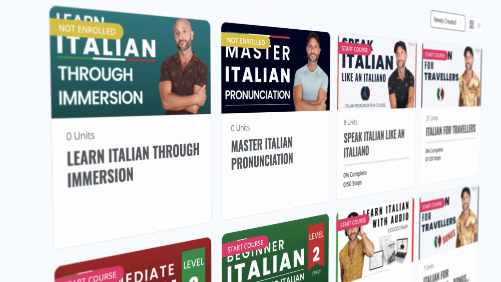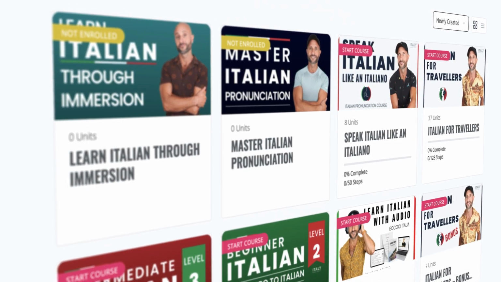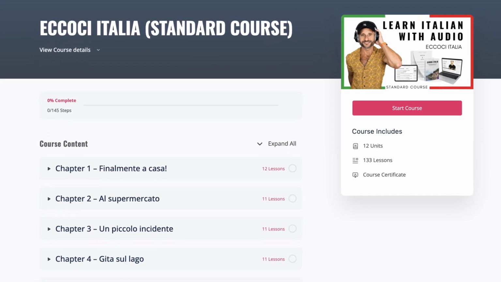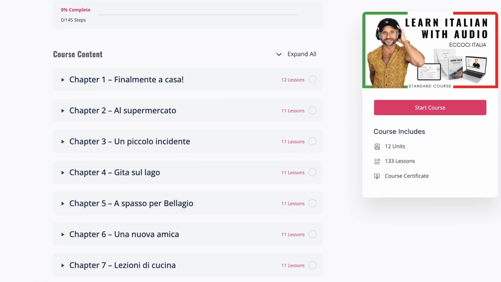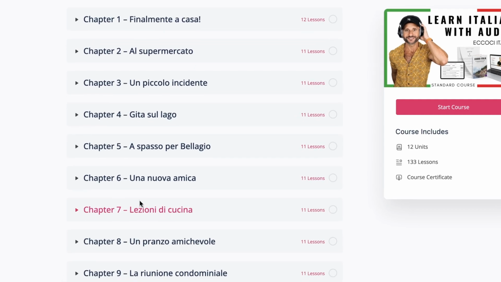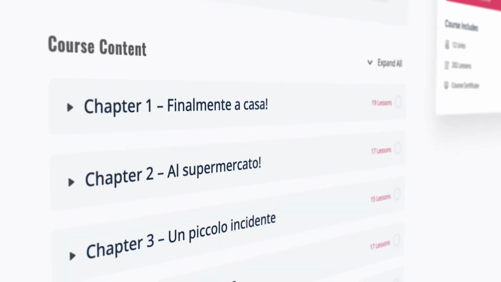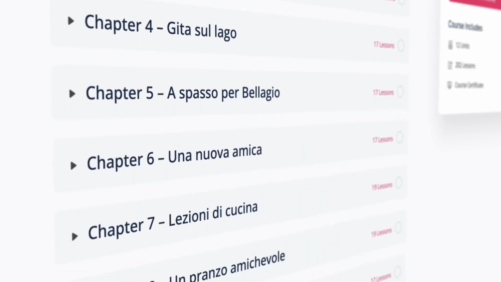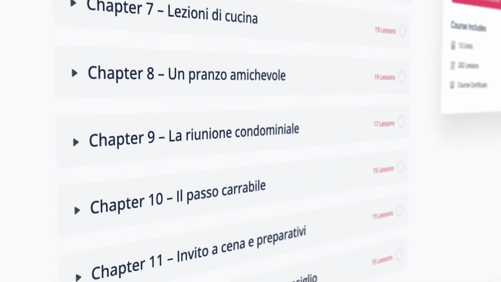We have other courses that you can access because you have unlimited access to everything. And so other courses worth mentioning are our Learn Italian with Audio program that is basically an audiobook that we have produced, like an audiobook that you will get from Audible, but it's created for learners of Italian. It's a story, it's 12 chapters, and each chapter is broken down into a number of steps.